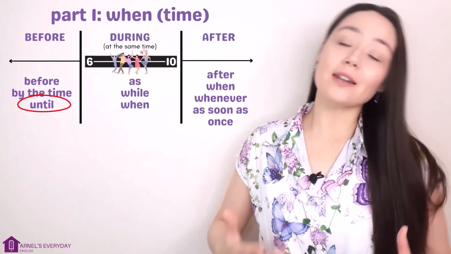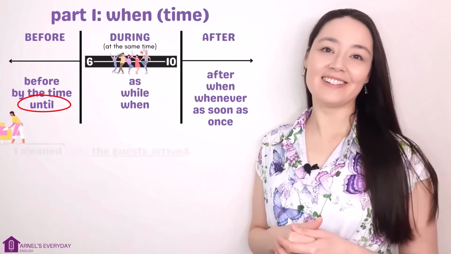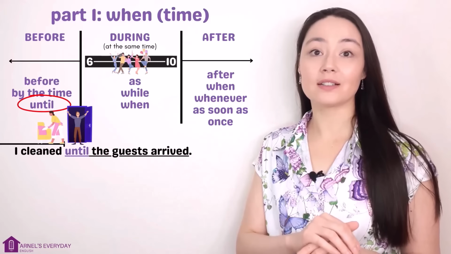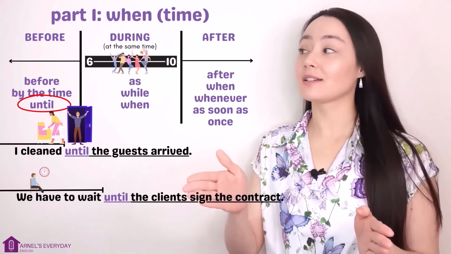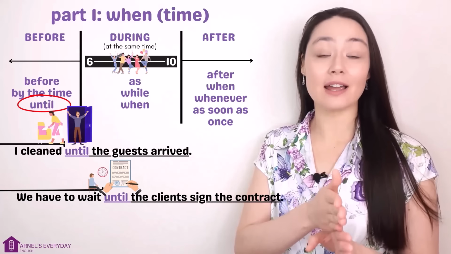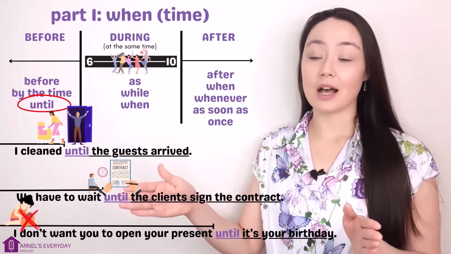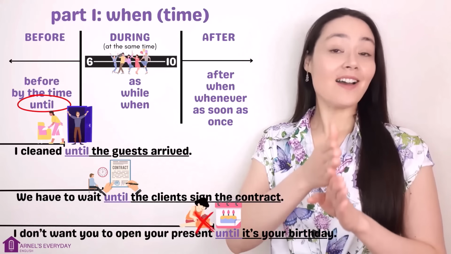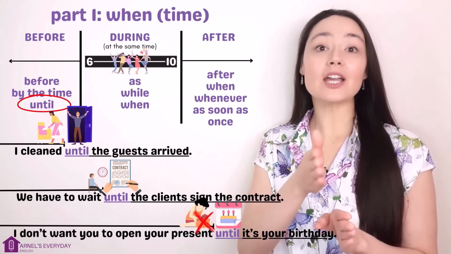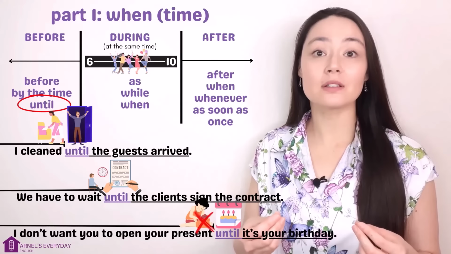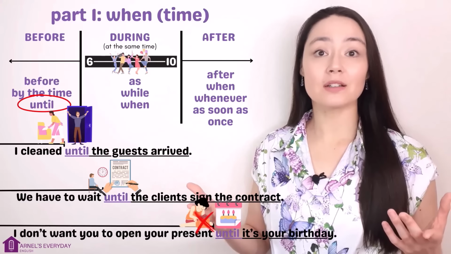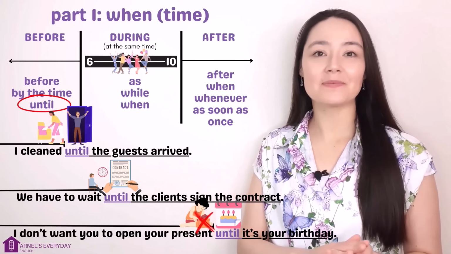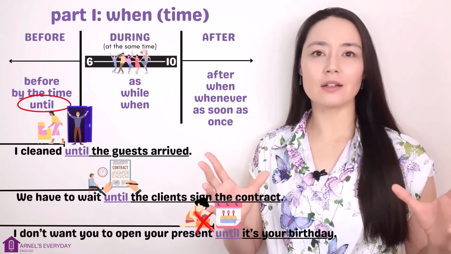Until. We're still looking at before. I cleaned until the guests arrived. We have to wait until the client signed the contract. I don't want you to open that present until it's your birthday. You can see until means the action stops before something else. The cleaning stops. The waiting stops. The not opening the present stops. Think about until like a giant stop sign.